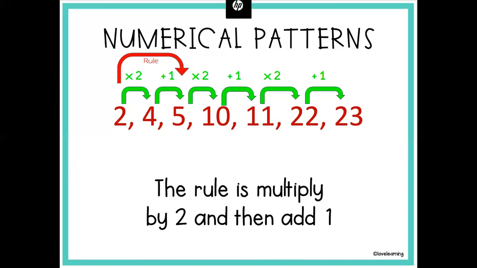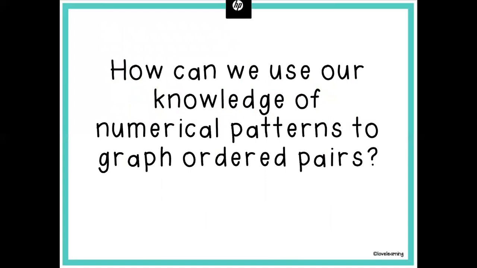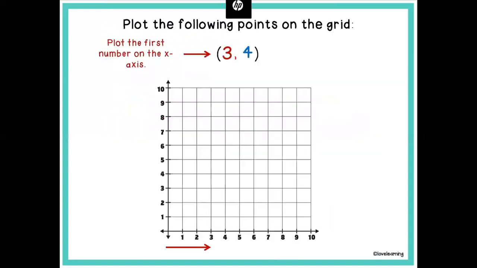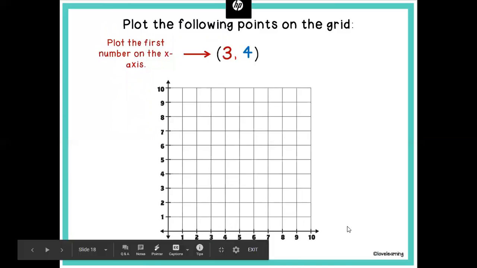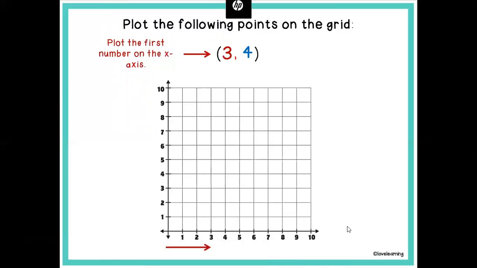So let's put this into practice. So how can we use our knowledge of numerical patterns to graph ordered pairs? Well, you know, because of this past week's work and last week, that when we plot a point on a grid, we want to plot the x-axis first, and that's that first number. The x-axis is the bottom axis here. It's the one that lays flat. You go horizontally. Remember when we use our arms to resemble the axis, that the x is flatter. When the y, we stand nice and tall. So when we plot the y-axis, we do that second.